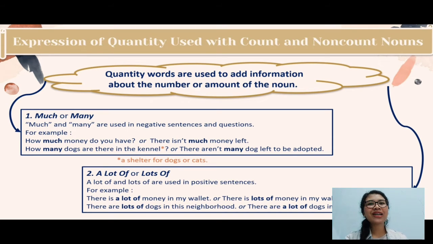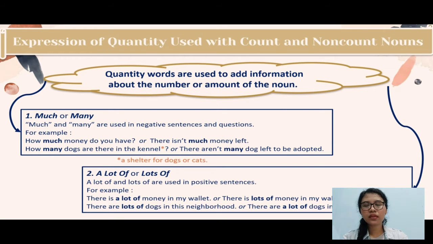And then how many dogs are there in the kennel? Or there aren't many dogs left to be adopted. As you can see, much is used with uncountable nouns, such as money, and many is used with countable nouns. Yeah, just it.